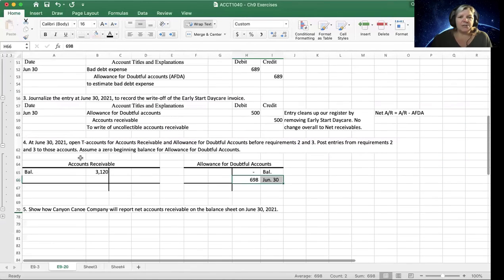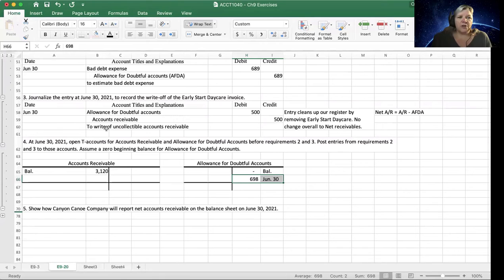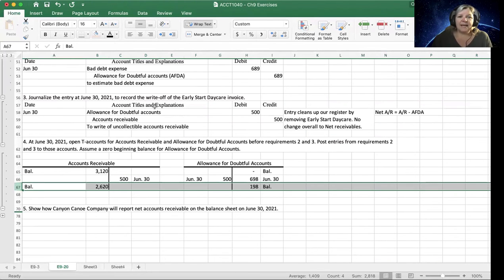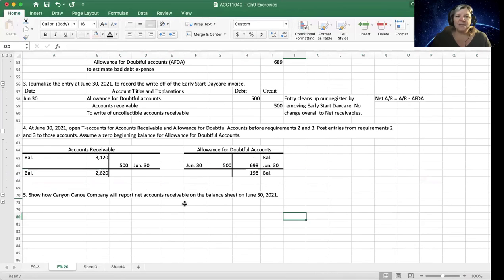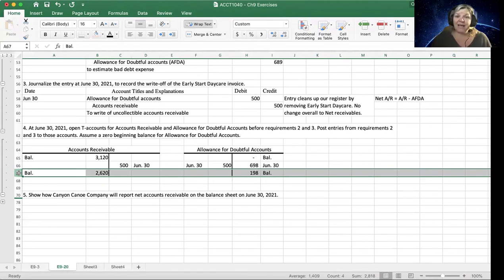And the second thing that we need to do is post our journal entry from requirement number 3. So we have, again, an amount for allowance for doubtful accounts. It was a debit balance this time, so debit on the left of $500. And the write-off to accounts receivable ends up being a credit in our accounts receivable account. Okay, and this gives us ending balances in those accounts of $2,620 and $198. That's all that requirement number 4 is asking of us. So essentially, this is like making postings into the general ledger, and the final line here is your balance then, your adjusted balance at the end of June 30th.